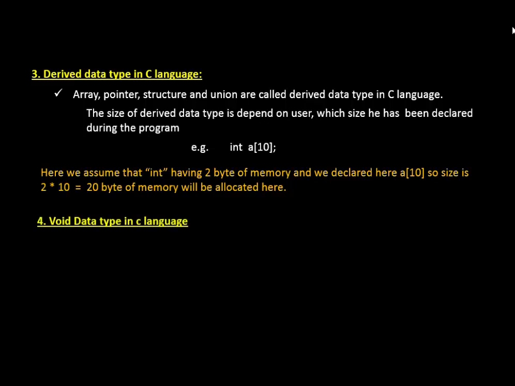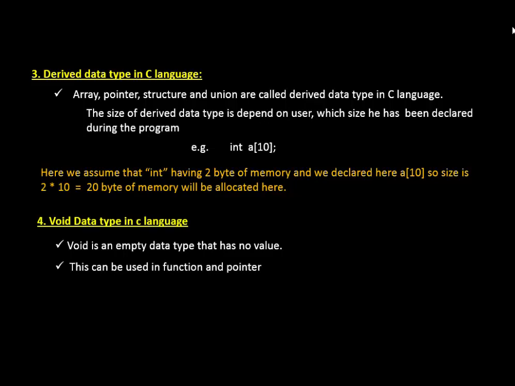And the next data type is void in C language. Void is an empty data type that has no value. This can be used in functions and pointers.